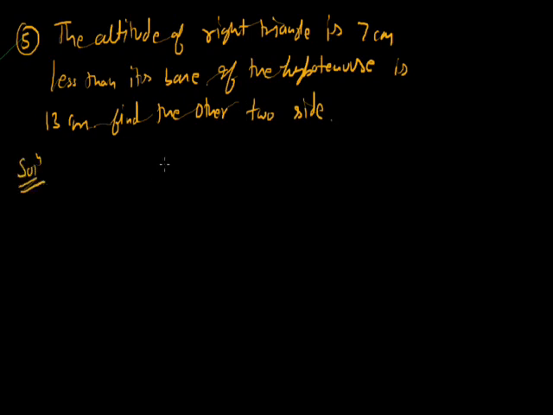It is given that we have a right triangle. Let's say this is a right triangle. This is 90 degree, and this is the hypotenuse. Hypotenuse is given as 13 centimeter. Let us assume that this is the base, and this is the altitude. Now according to the question, the altitude of a right triangle is 7 centimeter less than its base.